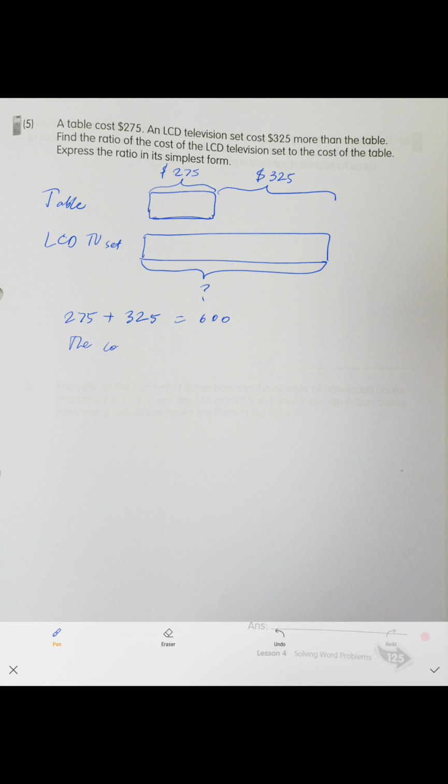So the cost of the LCD TV set is $600, right? So next we build our ratio. We know one price, 275. We know the second price, 600. So we know the price of the LCD TV set. We make a ratio to the price of the table. So it is $600, and this one is 275, right?